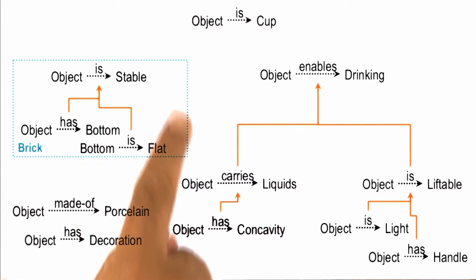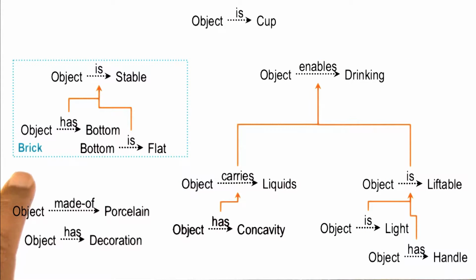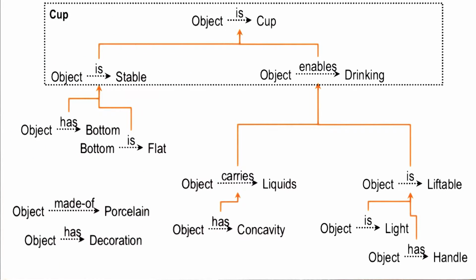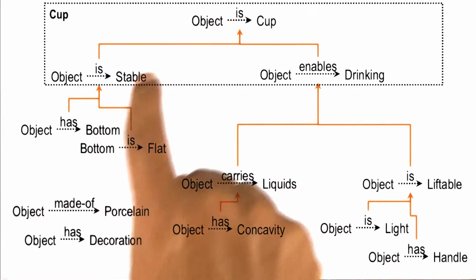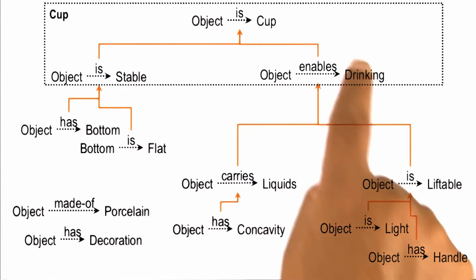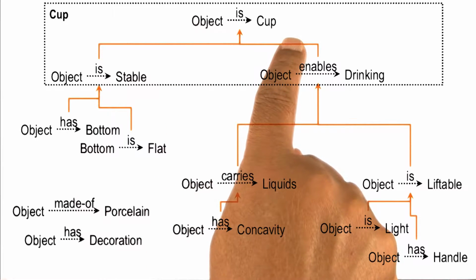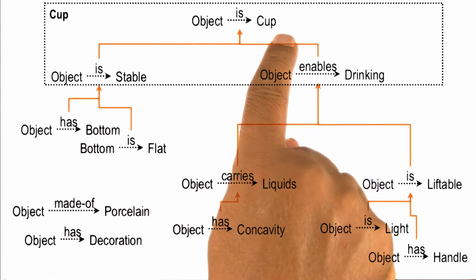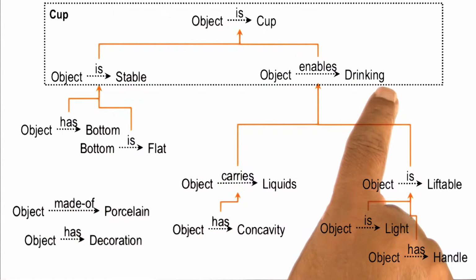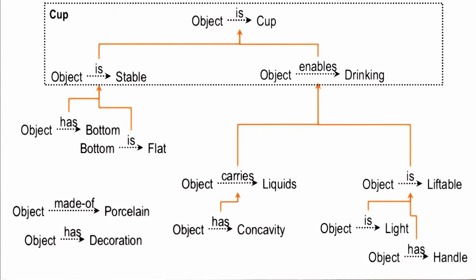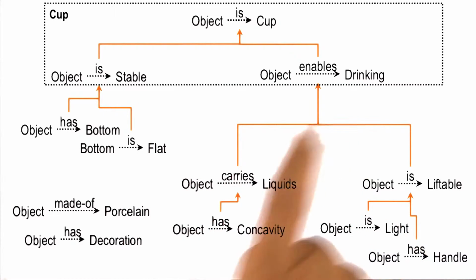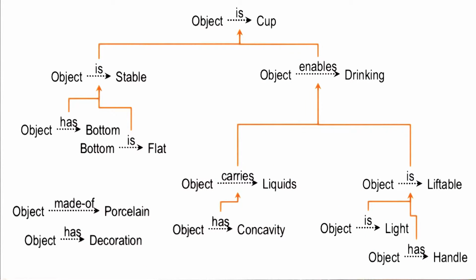Now let's shift to the fourth example of a brick. From there, one learns that the object is stable because it has a bottom and the bottom is flat. Now we can connect this causal chain and this causal chain into a more complex causal explanation for why this object is a cup. Recall that we had said earlier in the definition of a cup that an object is a cup if it is stable and it enables drinking. Now we have shown that, in fact, this particular object is a cup because it is stable and it enables drinking.